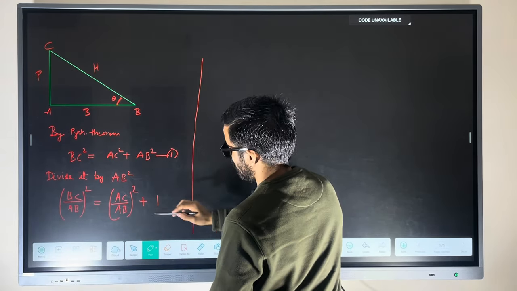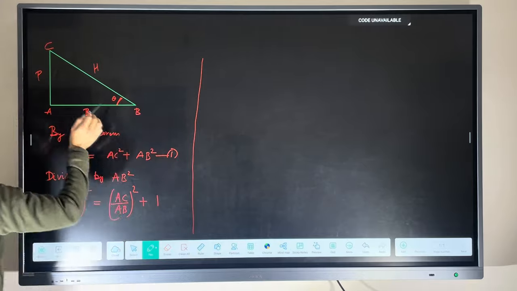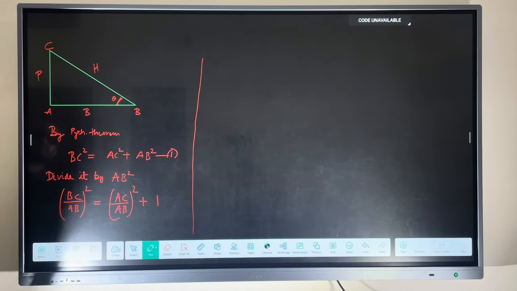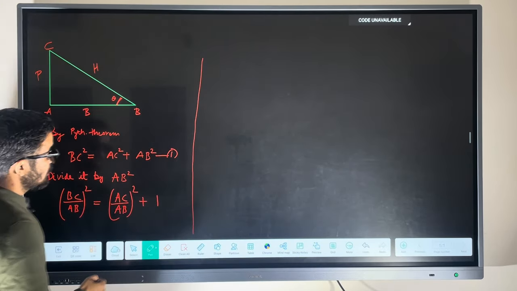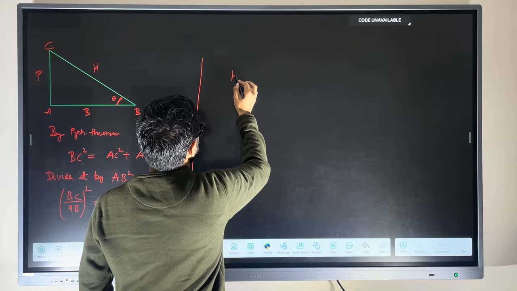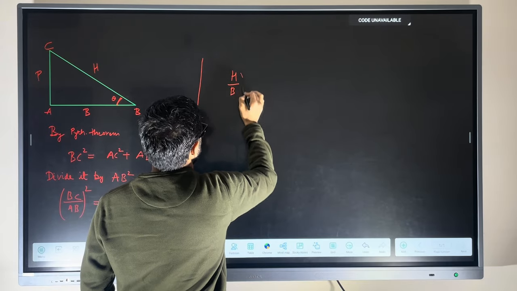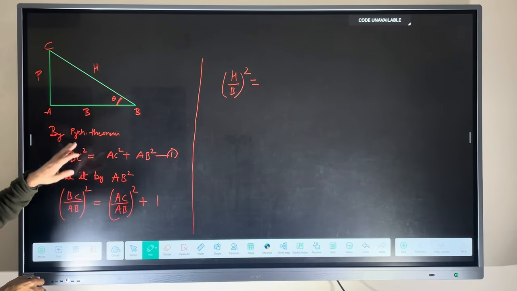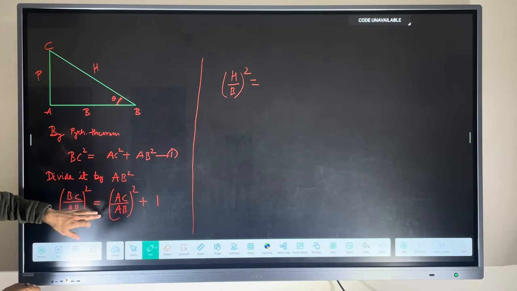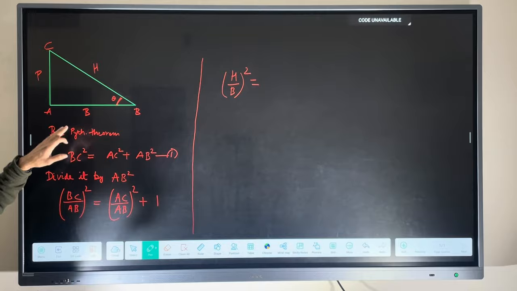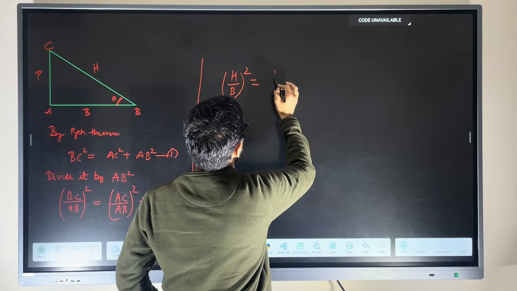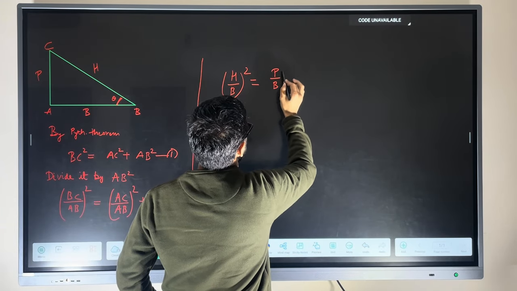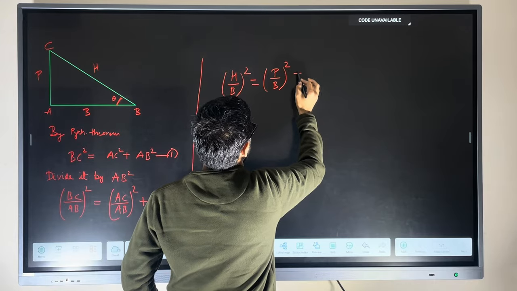So now we have, what is BC? BC is hypotenuse and AB is a base. The hypotenuse upon base whole square is equal to, now AC, what is AC? AC is perpendicular and AB again base. Perpendicular upon base whole square plus 1.